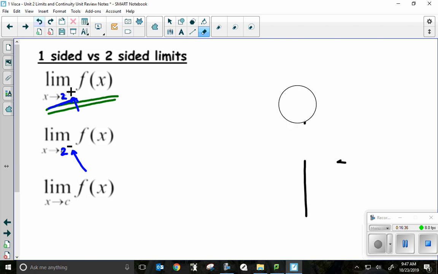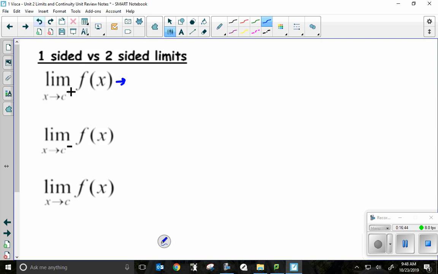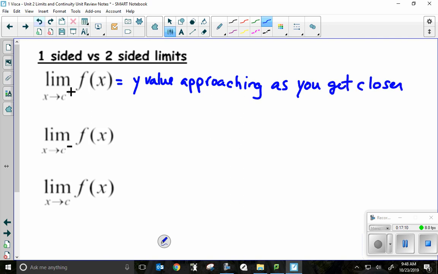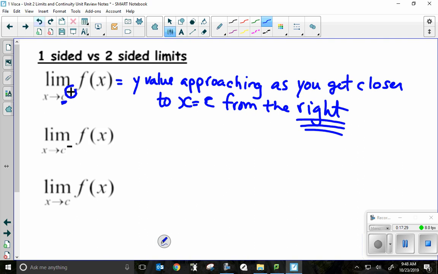Let's get rid of our 2's and everything, and we'll say this equals the y value, and it's not really the y value, it's the y value you're approaching as you get closer to x equals C from the right. It doesn't care about the left. This little plus up here means from the right.